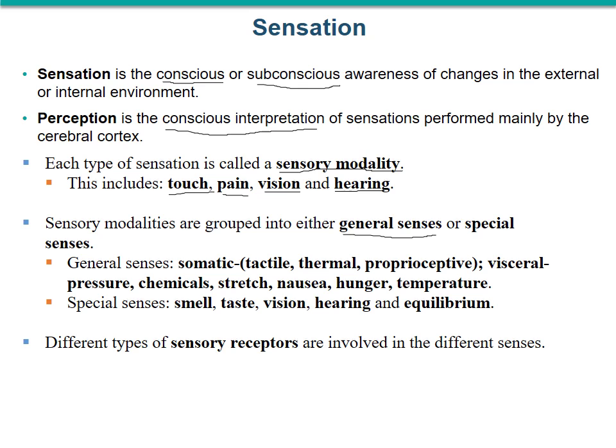The general senses, on the other hand, are more somatic in terms of your ability to touch, your ability to detect changes in temperature, your proprioceptive ability, like we talked about earlier. And then you have some visceral senses as well that detect things like pressure, chemicals, stretch receptors. They tell you when you're nauseous, they tell you when you're hungry, and they tell you if you have an internal change in temperature, for instance, if you have a fever. The different types of sensory receptors are involved in the different types of senses.